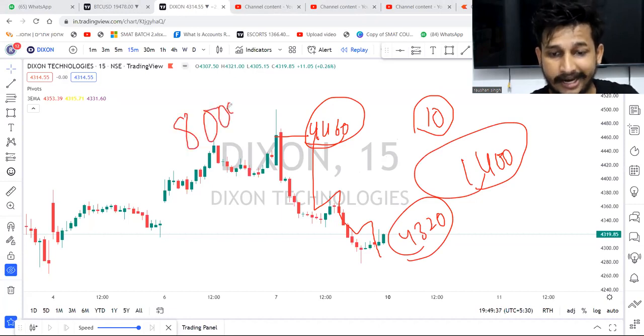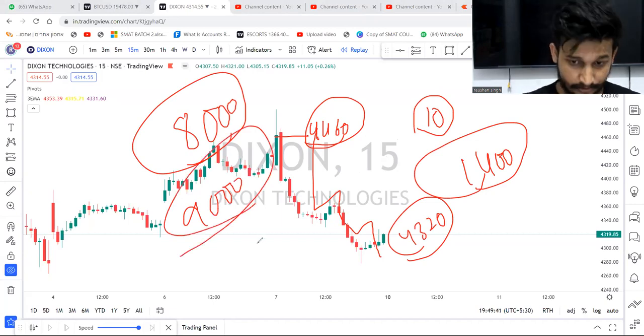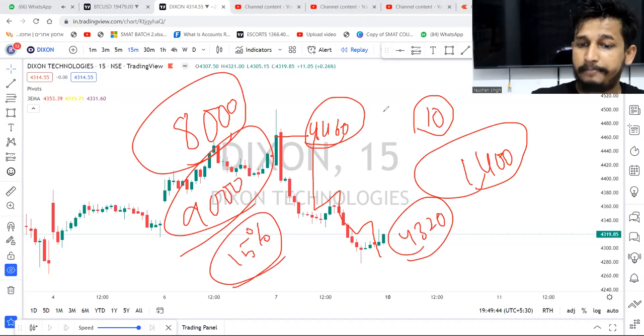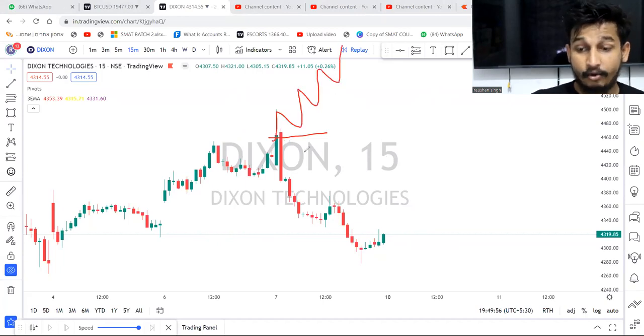You invested around 8000 or 9000 rupees, let's say, and you have lost almost 15% in a day. So we always predefine our losses. If I'm buying at this point of time, and the market is not going to go upside, and if it goes downside, where do I have to exit my trades?